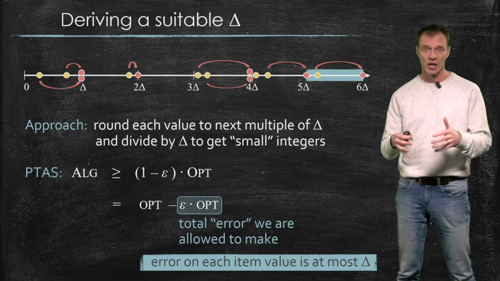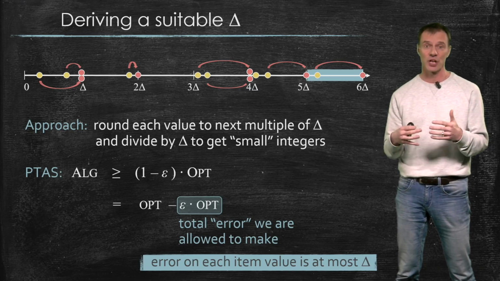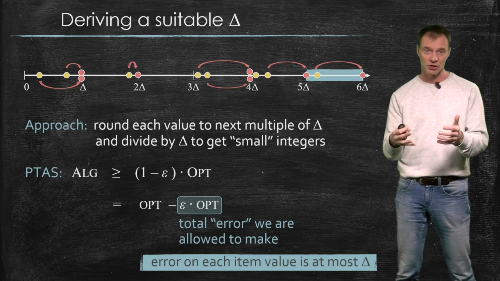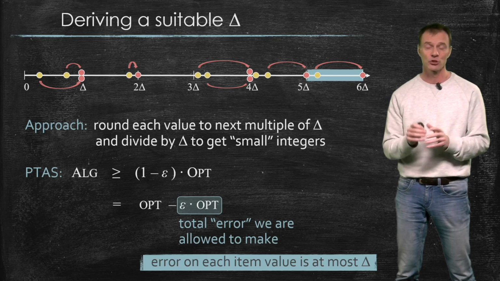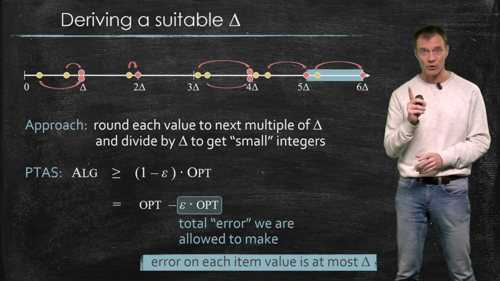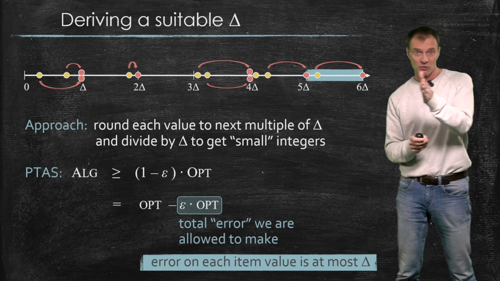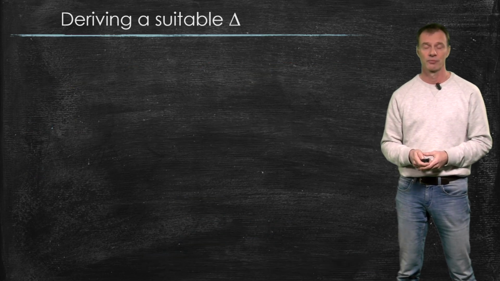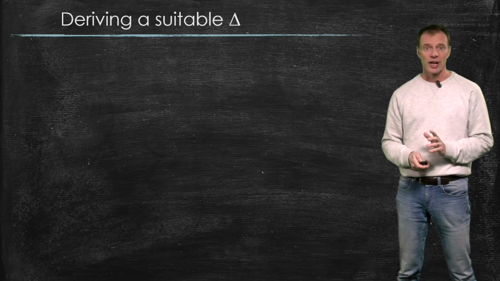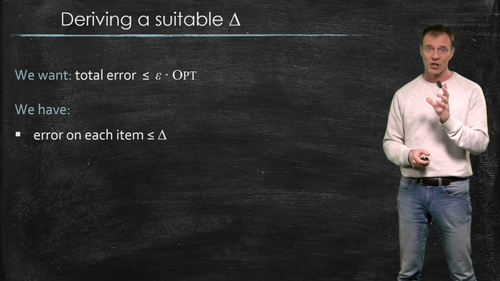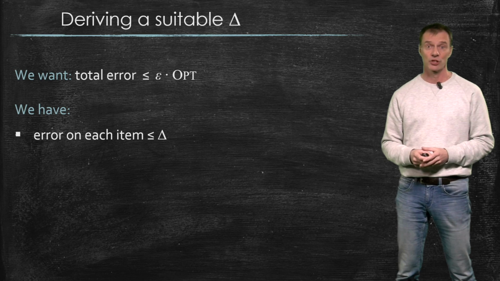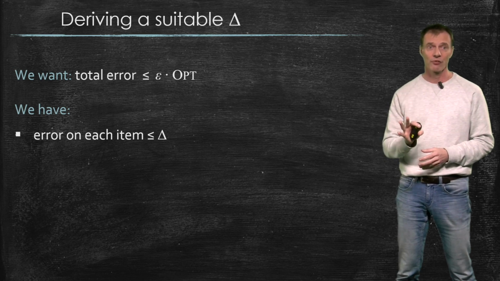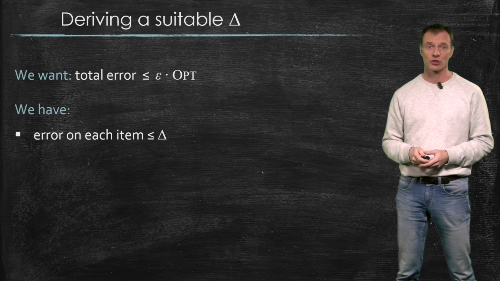The idea is that if I divide everything by the same amount, I simply scale my problem and nothing happens. So in that sense, the division by delta in the end is not so important. What determines the error is that first, when we round everything up, we change the values by at most delta. So the error of a single item is at most delta. We want to have a total error of at most epsilon times opt. So what do we get?